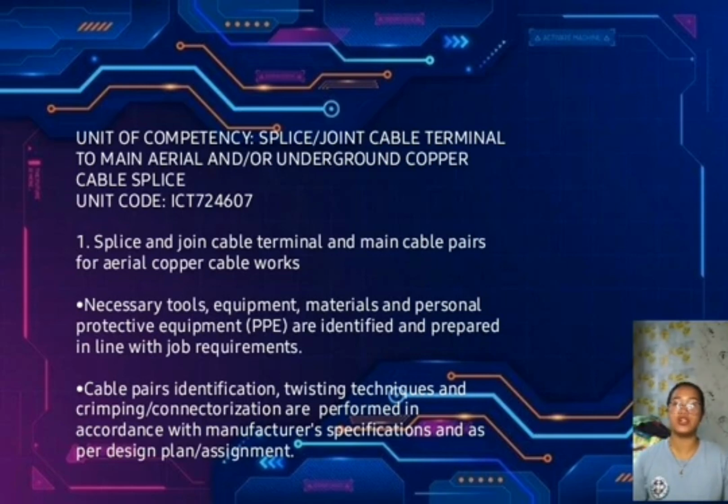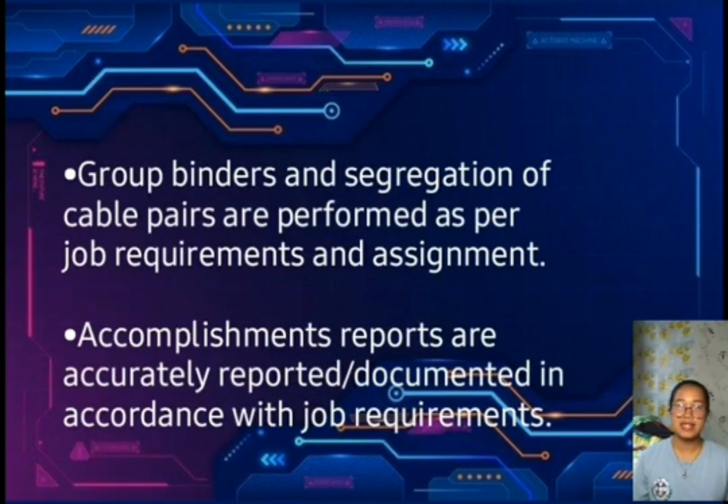Splice and join cable terminal and main cable pairs for aerial copper cable works. Necessary tools, equipment, materials, and personal protective equipment, or the PPE, are identified and prepared in line with job requirements. Cable pairs identification, twisting techniques, and crimping or connectorization are performed in accordance with manufacturer's specifications and spare design plan or assignment. Next, group binders and segregation of cable pairs are performed as per job requirements and assignments.